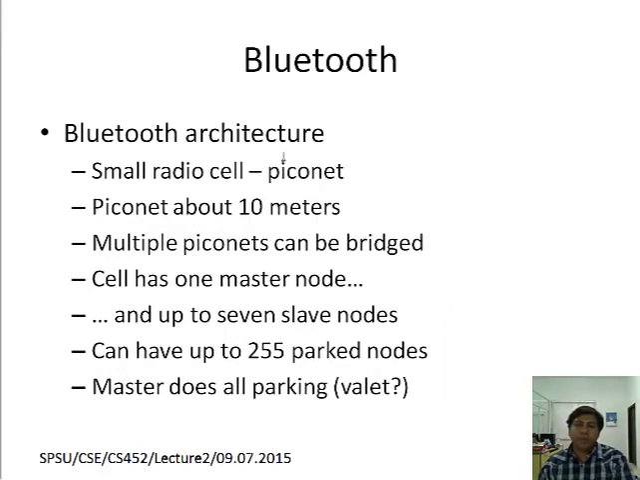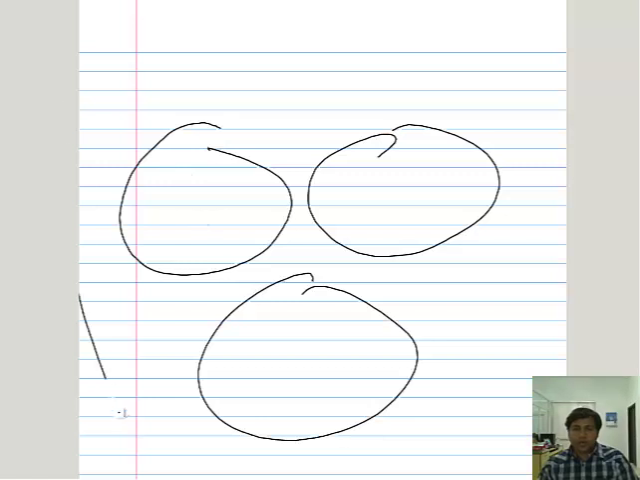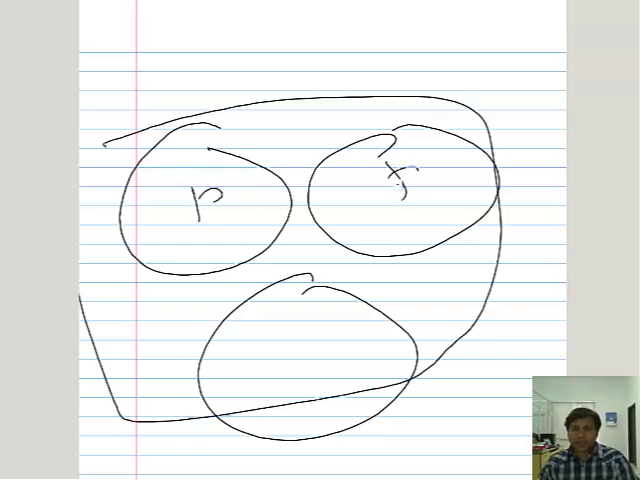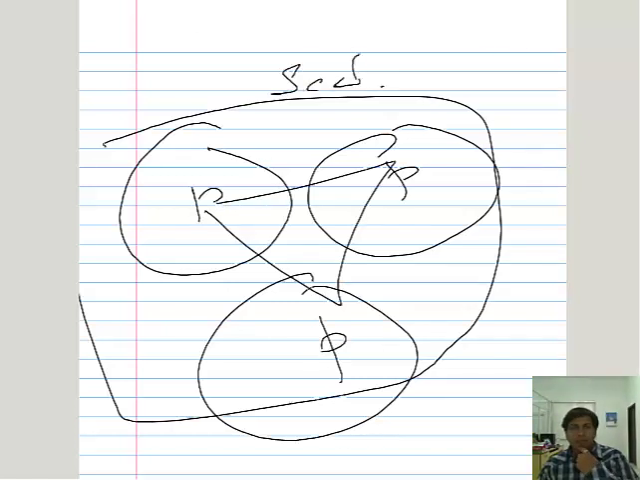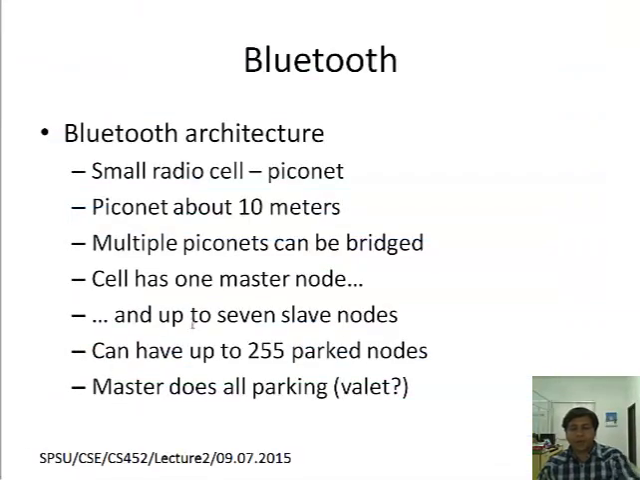So when we talk about Bluetooth architecture, we have something called a small radio cell, which is called a piconet, which is about 10 meters. And if we bridge or club together multiple piconets, then we have what is called a scatternet. So for example, this is a piconet, this is a piconet, this is a piconet. When these different piconets are connected with each other, this becomes a scatternet. We'll show it to you later.